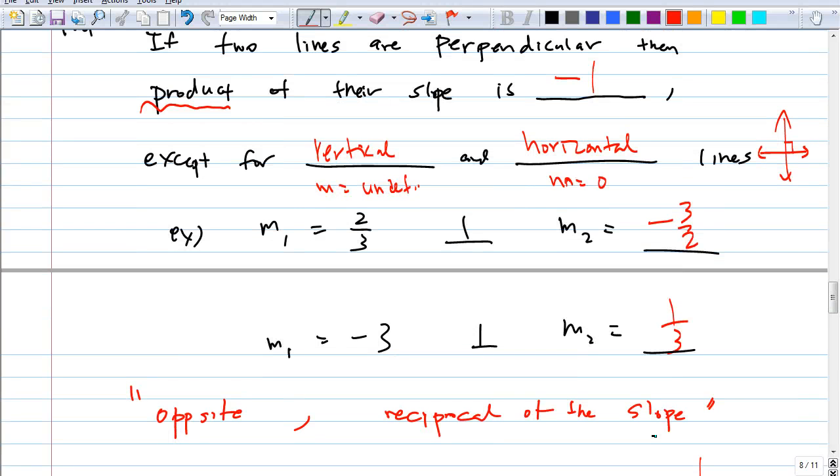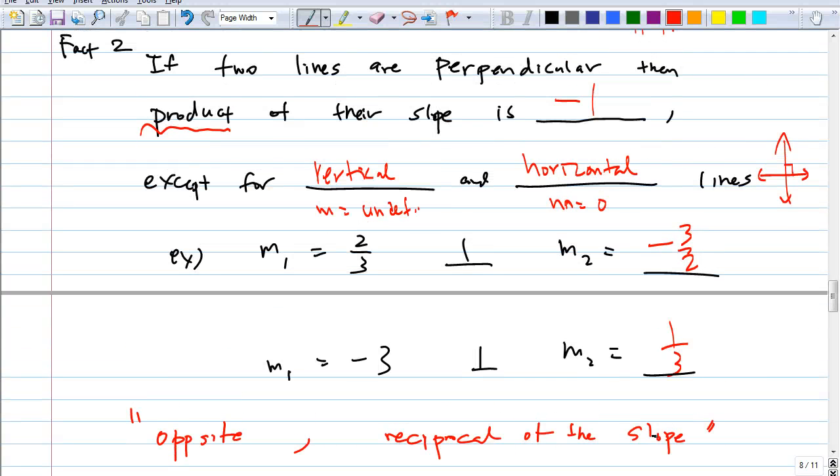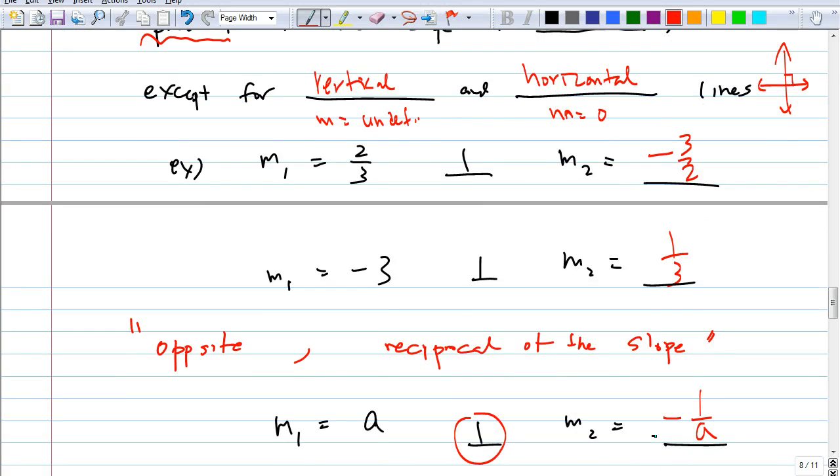So sometimes you may have heard it referred to like this: if two lines are perpendicular, their slopes are opposite reciprocals. Does that make sense? Okay. All right, Eddie, what if my slope is A? What must the slope of the other line be? 1 over A? Oh, you said negative 1 over A? Sorry, I didn't hear. You're right. It is negative 1 over A. Does that make sense? It's the opposite reciprocal of that slope.